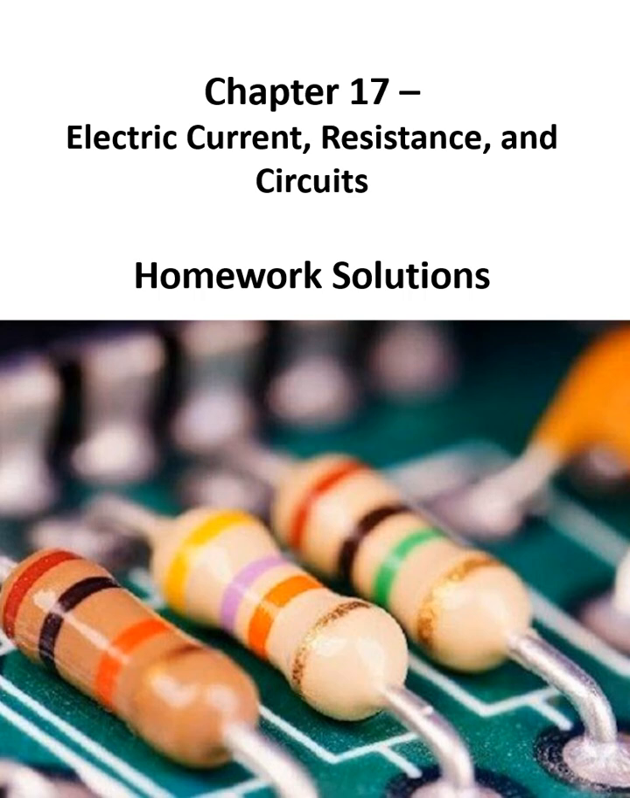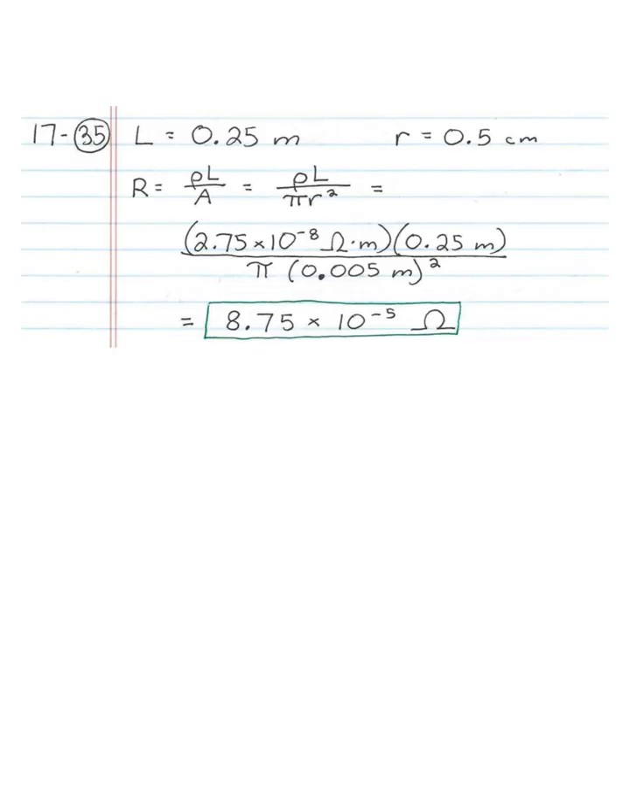This is for Physics 102B, Chapter 17 on electric current, resistance, and circuits. And these are the homework solutions. We'll start with number 35.